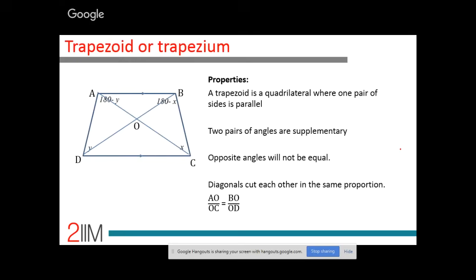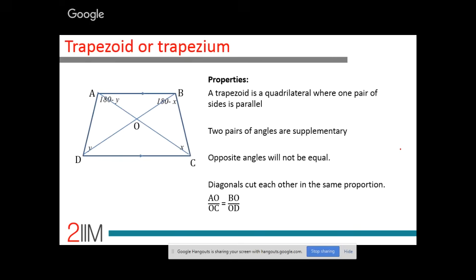A trapezoid or trapezium is a shape where one pair of opposite sides is parallel, the other will not be parallel. If that also happens to be parallel, we'll be back to a parallelogram. In any trapezium, the diagonals cut each other in proportion. AO by OC equals BO by OD.